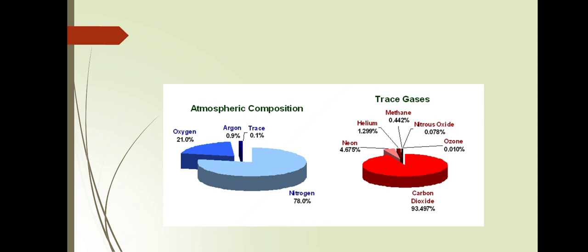If we talk about those trace gases, which comprise 0.1% of the total amount, we find that carbon dioxide is found in the highest amount, 93.497%. Then comes neon at 4.675%, then helium, then methane, then nitrous oxide, and then ozone. From here we conclude that ozone is the gas found in the least amount, 0.010%.